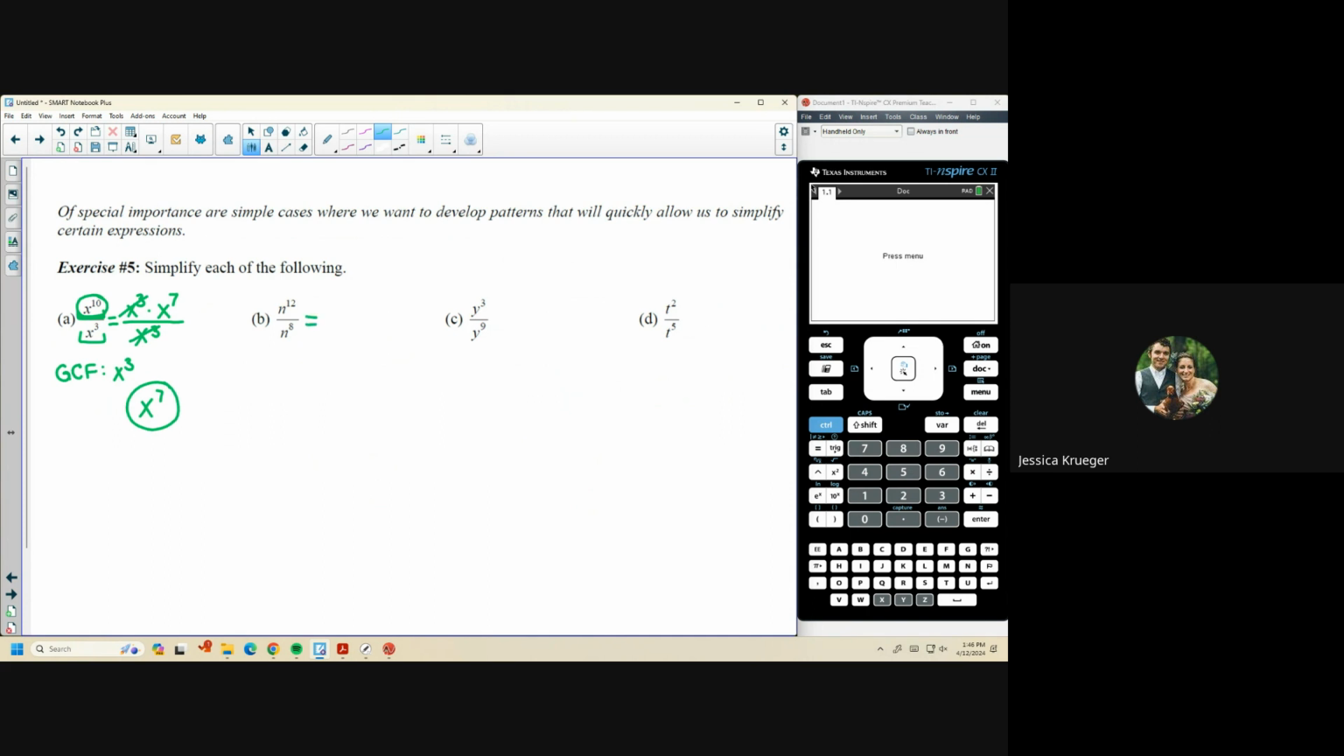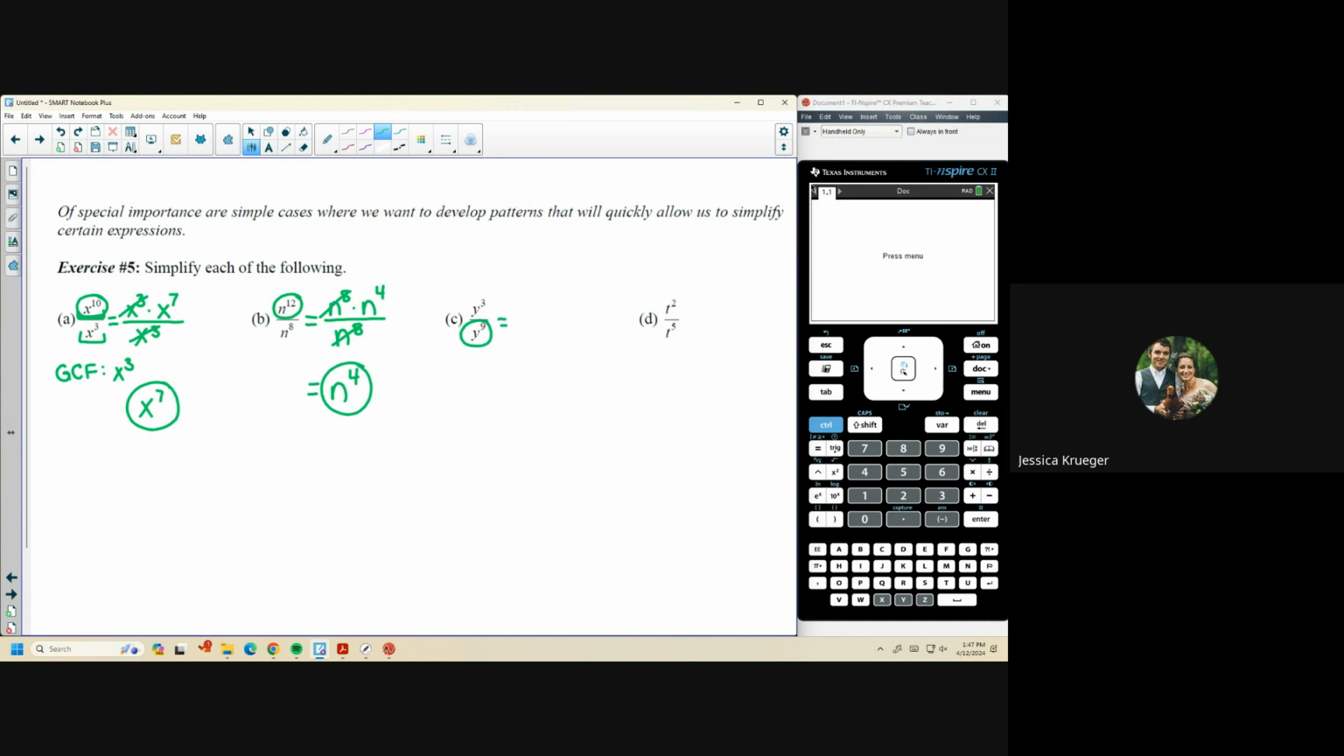So for part B, if I look at this, where do I have more n's, in the top or the bottom? Well, I've got 12 n's in the top and 8 in the bottom. 8 in the bottom will cancel with 8 in the top, and that's going to leave me with 4 left over in the top. So the answer to this is n to the 4th. And it makes sense that it would be n to the 4th over 1 because there's more n's in the top.